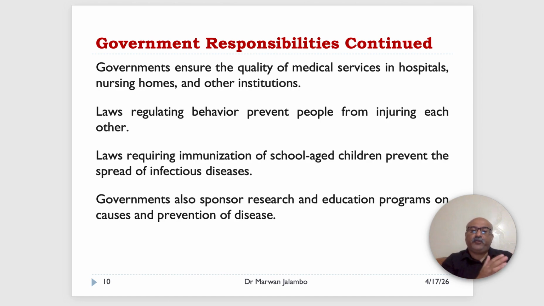From school immunization to traffic laws, the government uses its police powers to protect us from each other and from ourselves. It also funds the research that tells us how to stay healthy. Even with these clear rules, the public often struggles to define what we do.